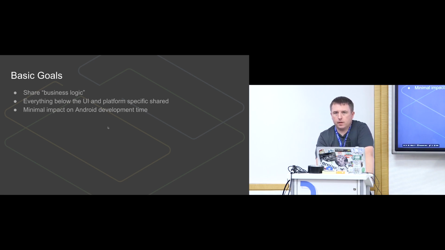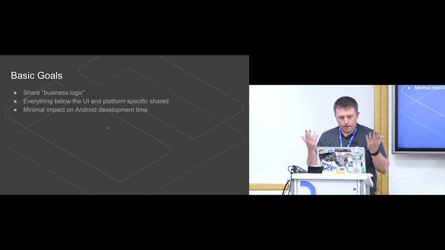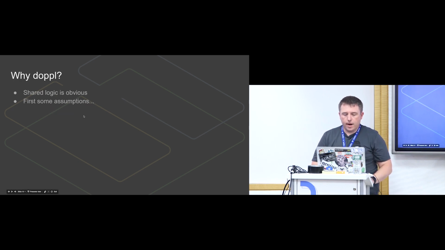Minimal impact on Android development time and Android platform risk, which didn't make it into the slide. And we've been evolving the message over time. The whole idea basically is you can build your Android app without having anything specific to J2ObjC or cross-platform in it. It is a 100% normal Android app, and it should be no real impact on your Android development time. That's the critical thing to take away from this, and that's what makes this different than other things. So why Doppl? Shared logic, whatever.